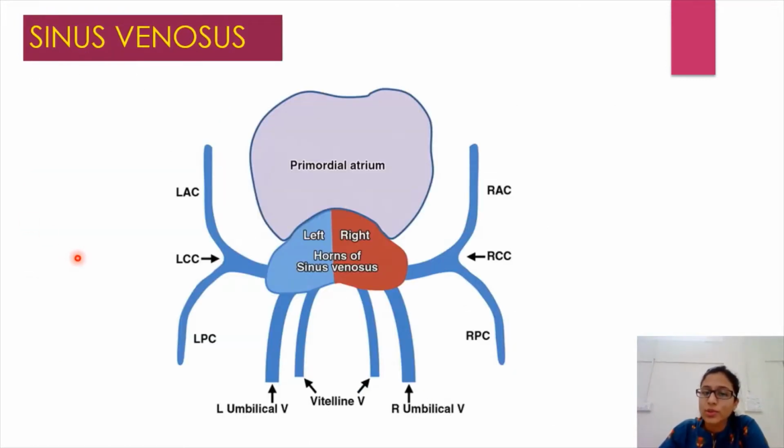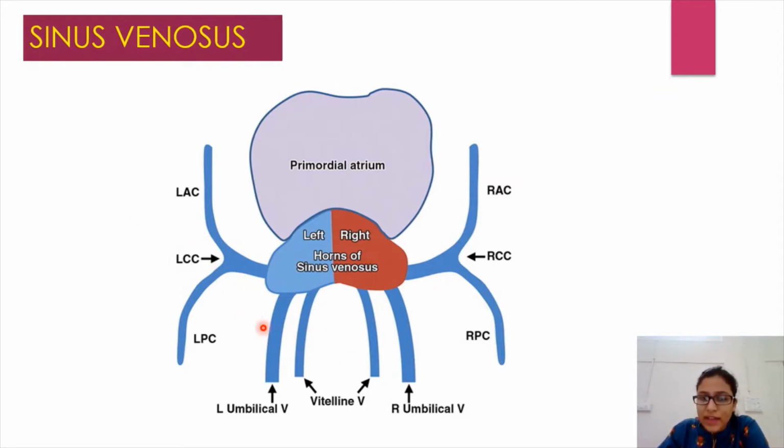Sinus venosus has two main parts. That is the body of the sinus venosus, which gives rise to the smooth posterior part of the right atrium. Then we have the right horn and the left horn. Each of the horns receives three sets of veins, that is the vitelline vein, umbilical vein, and common cardinal vein. Similarly on the left side.